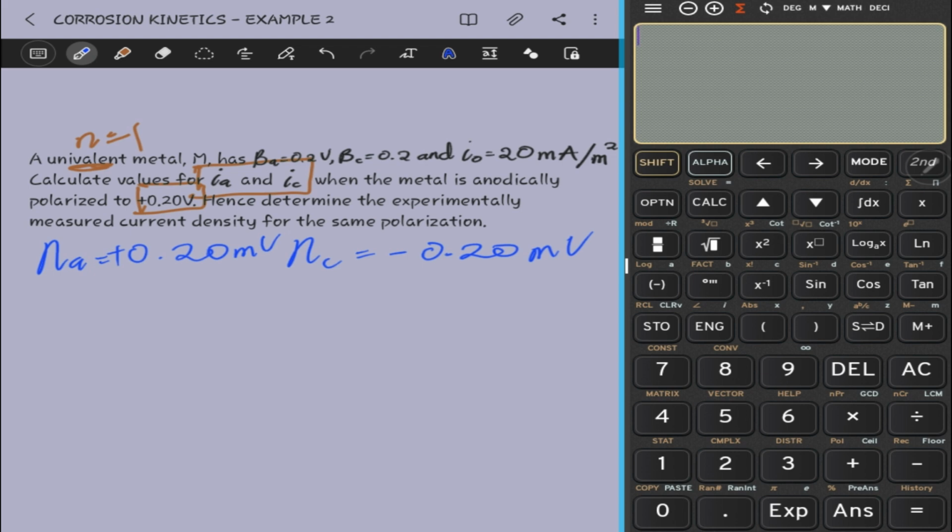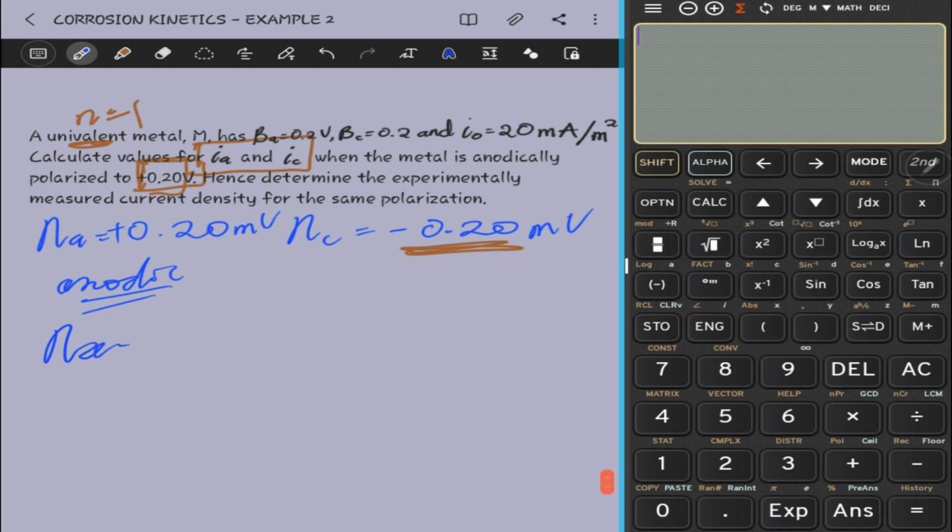So we start with it. It says hence determine the experimentally measured current density. But let's see, it actually specified that the metal is anodically polarized. So that's why we take this to be anodic, and because it's a simple reaction, the cathodic will have the same magnitude. Okay, so let's start with the anodic, same example.